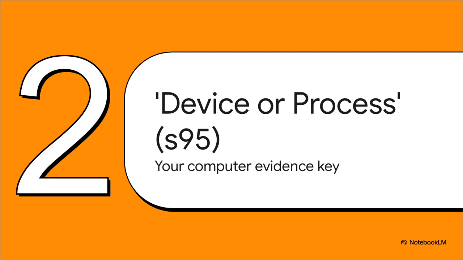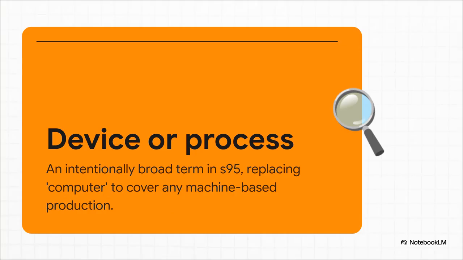Okay, let's start with your absolute workhorse, Section 95. This is your go-to for pretty much any computer-generated document in both civil and criminal proceedings. It's designed to admit statements produced by, well, almost anything that isn't a person. And here is the first critical detail you need to clock. The Act used to say computer, but that was seen as way too restrictive, so they swapped it out for the much broader phrase device or process. And this wasn't an accident. It was a deliberate move to make the section as wide as possible, to future-proof it against whatever technology comes next.